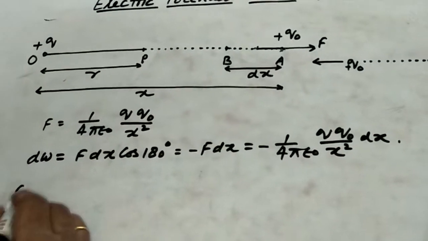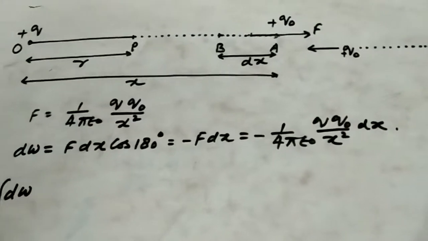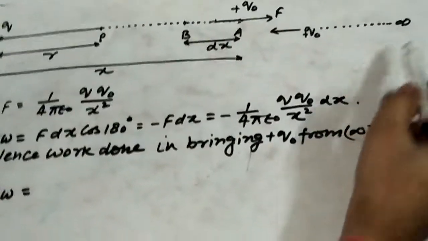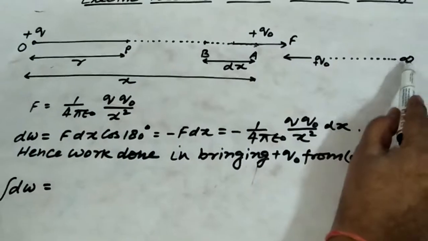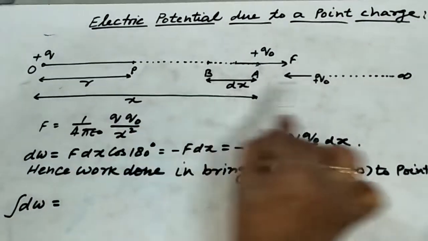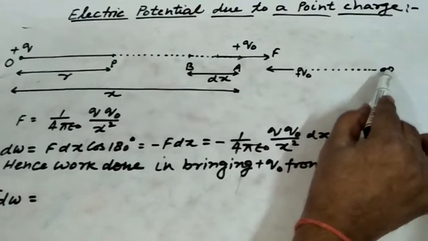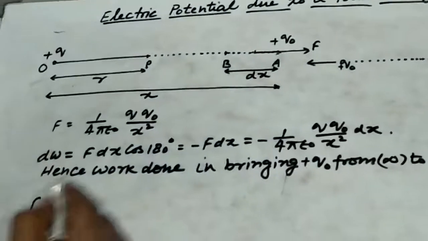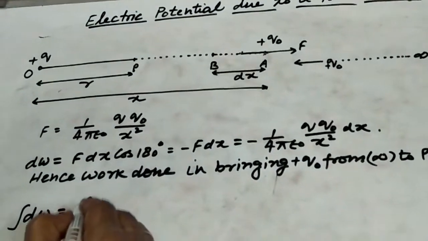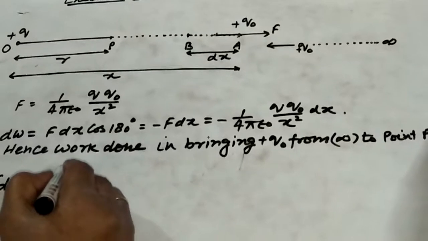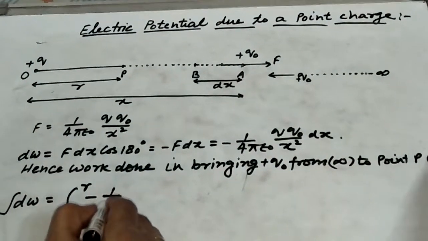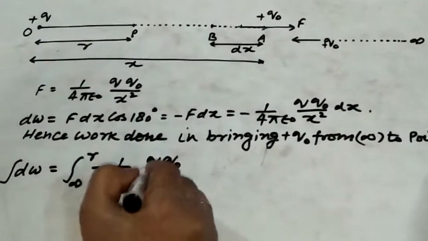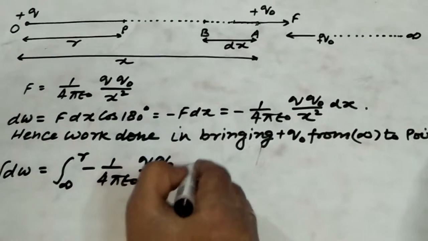So now you integrate this term dW. Hence, the work done in bringing the test charge +Q0 from infinity to the point P. When the test charge was at infinity, its position x was infinity. And when the test charge is placed at the point P, this x becomes how much here? R. It means we will integrate this term dW within limits infinity to R: −1/(4πε0) Q Q0/x² dx.